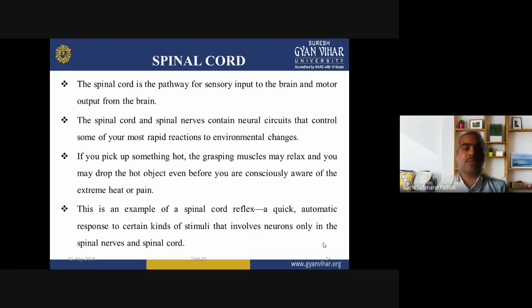If you pick up something hot, the grasping muscle may relax and you may drop the hot object even before you are consciously aware of the extreme heat or pain. This is an example of the spinal cord reflex, a quick automatic response to certain kinds of stimuli that involve neurons only in the spinal nerve and spinal cord.